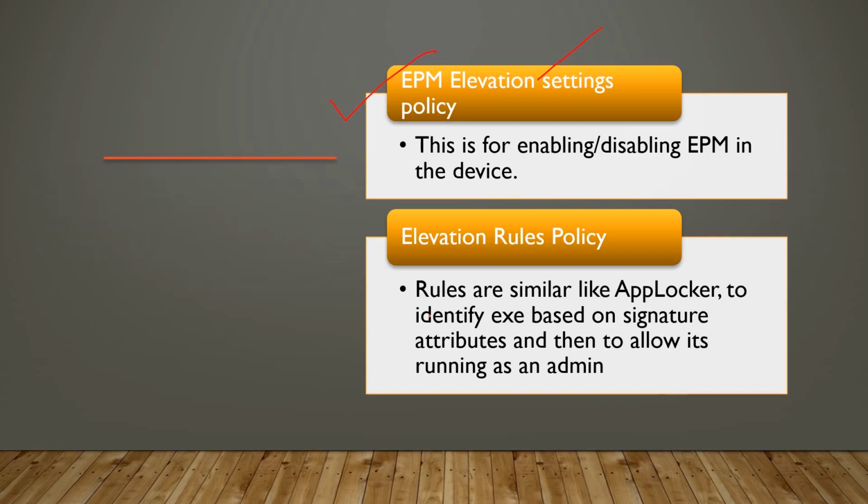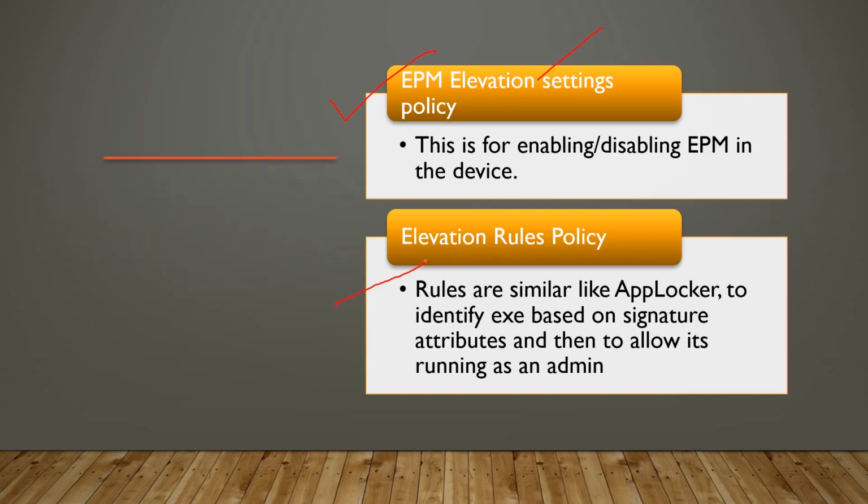Once the elevation setting policy has been set and once EPM has been turned on in the device, then you have to make an elevation rule policy wherein you specify which application is going to run as an admin and which is not. So remember, what are we doing with the EPM solution again? Using the EPM solution, we are making sure that the end user who is a standard user becomes an admin when he runs a specific application.